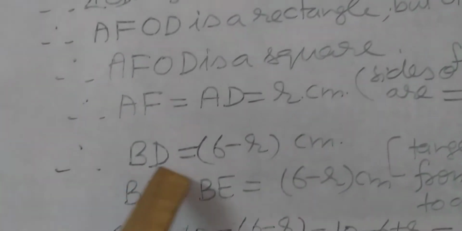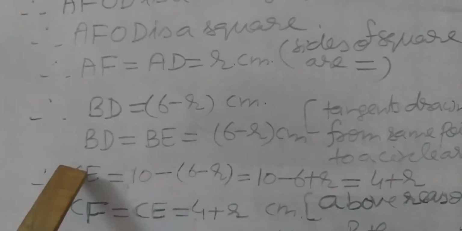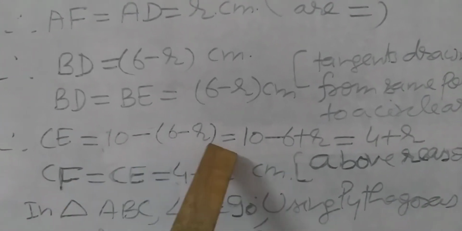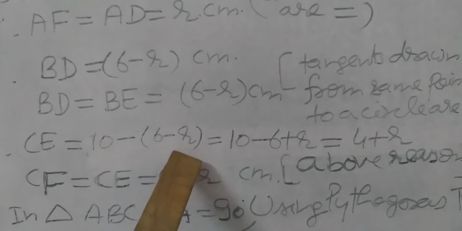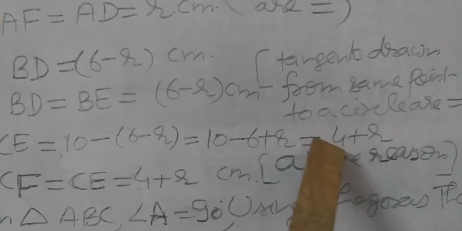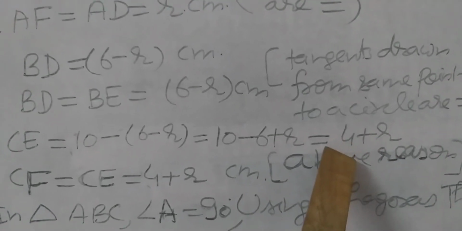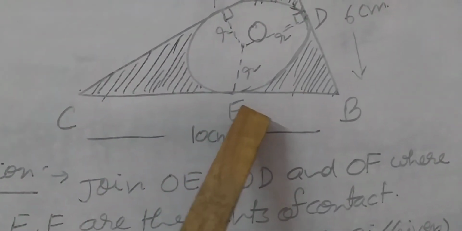Okay, let us calculate. BD equals 6 minus R centimeter, BD equals BE equals 6 minus R centimeter. Tangents drawn from the same point to a circle are equal. So CE equals 10 minus (6 minus R). Let us open the bracket. 10 minus 6 plus R, 4 plus R centimeter. Correct? So CE we have calculated, it is 4 plus R centimeter.